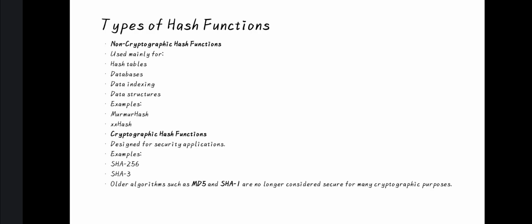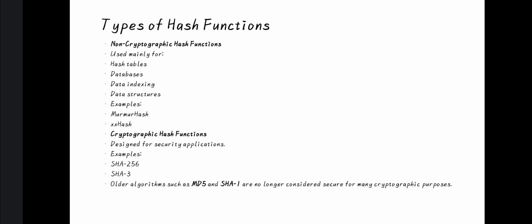Cryptographic hash functions are designed for security applications, for example SHA-256 and SHA-3. Older algorithms such as MD5 and SHA-1 are no longer considered secure for many cryptographic uses. Non-cryptographic hash functions are used mainly for hash tables, databases, data indexing, and data structures.